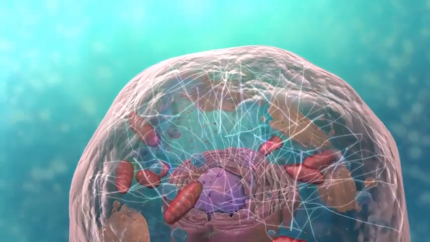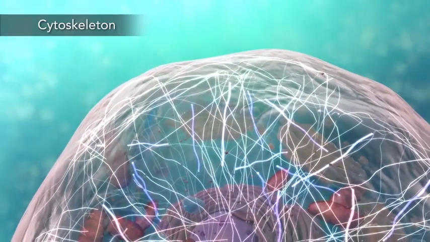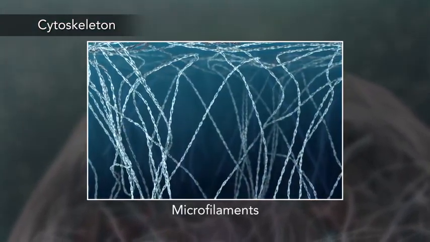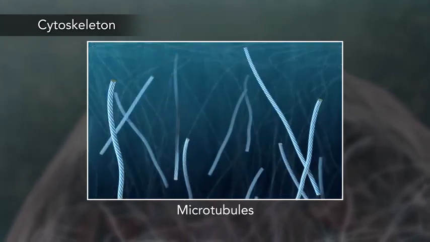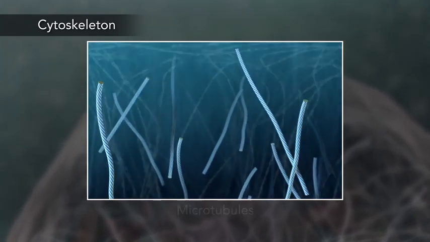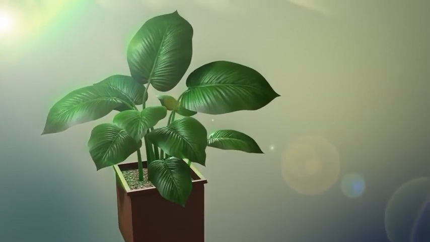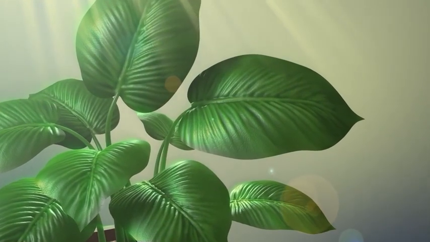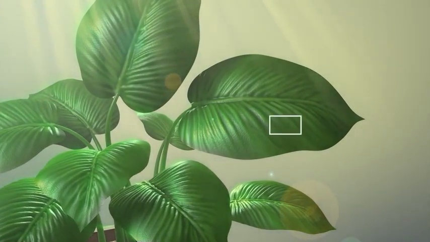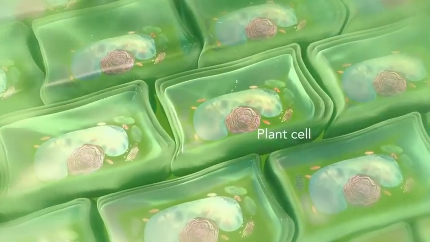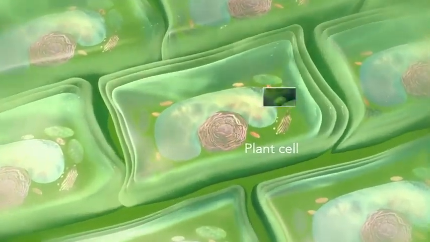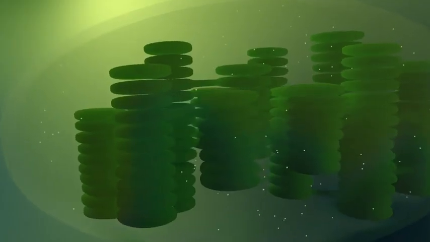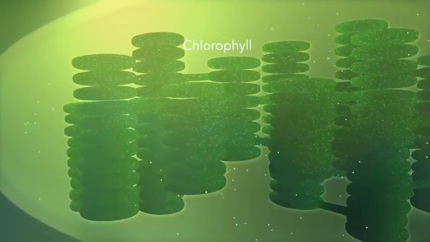Meanwhile, the cell maintains its shape through a cytoskeleton. The cytoskeleton includes the thread-like microfilaments, which are made of protein, and microtubules, which are thin, hollow tubes. Some organisms, such as plants, that are photoautotrophic, meaning they capture sunlight for energy, have cells with an organelle called a chloroplast. The chloroplast is where photosynthesis happens. It's green because it has a green pigment called chlorophyll.